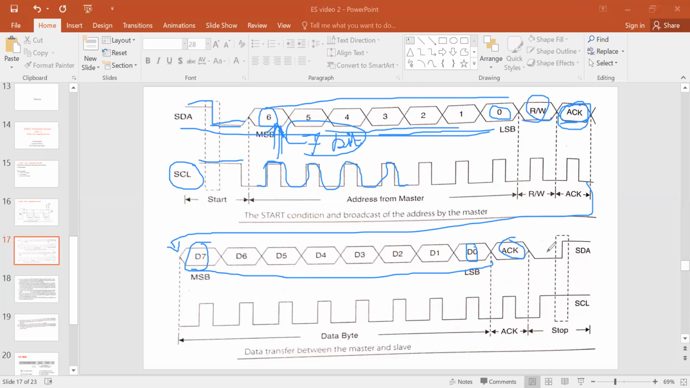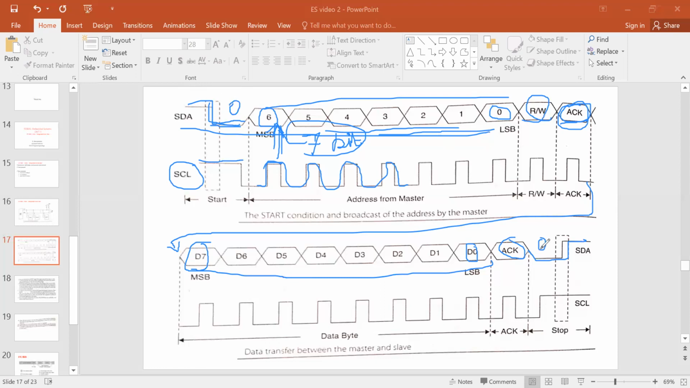Once the communication is over and the data has been transferred, then comes the stop condition. Again, it will make this SDA line go low. You can see that it is making this line go low, which means it is going to stop the communication. So at the initial step, when the line goes from high to low, it means it is going to start the communication.